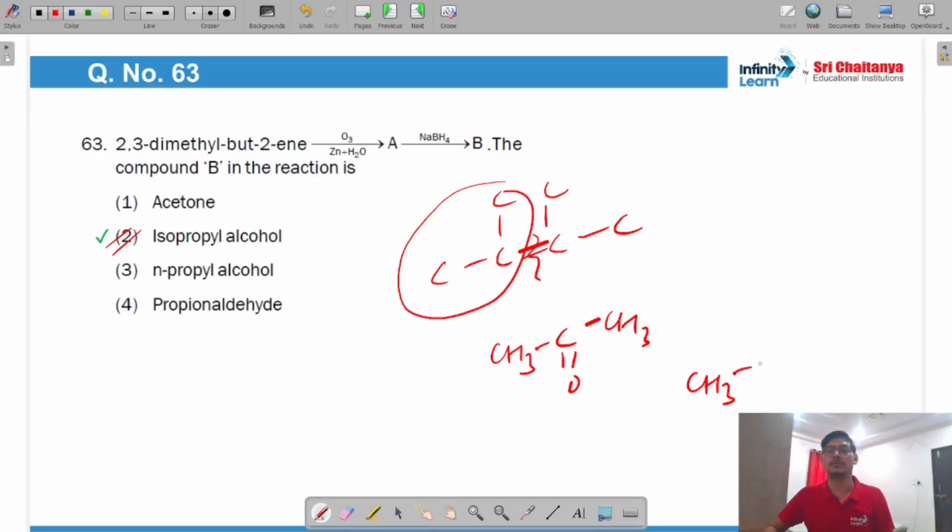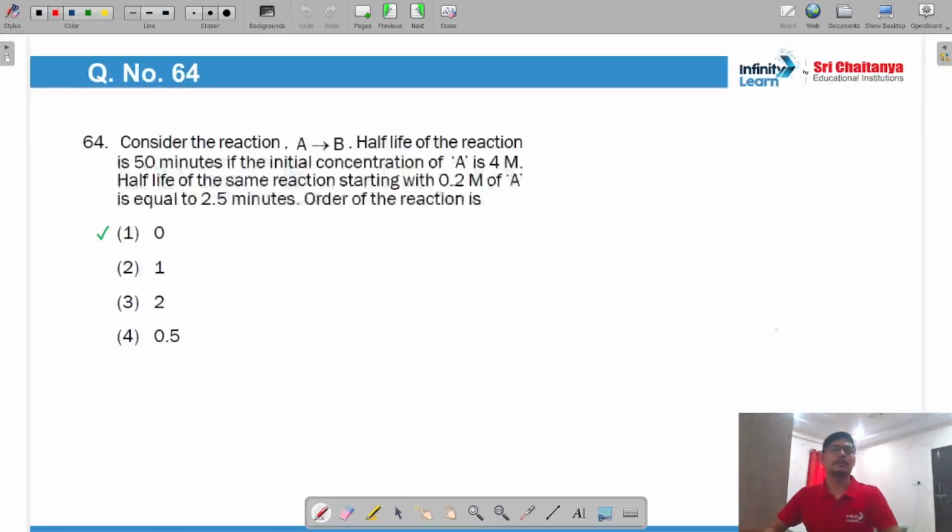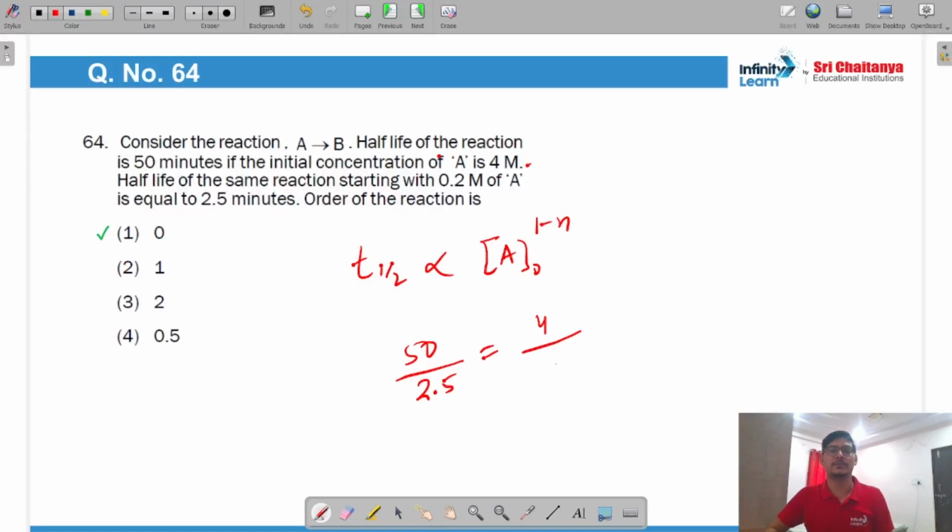So isopropyl alcohol, which we also call IPA in short, this is a secondary alcohol. Then consider the reaction. Half-life of the reaction is 50 minutes if the initial concentration is a. Guys, half-life is directly proportional to initial concentration raised to the power 1 minus n. Right, so initially half-life is 50 minutes and then it changed to 2.5 minutes. Initially the concentration was 4 and then the concentration was changed to 0.2, so it is 1 minus n, right?